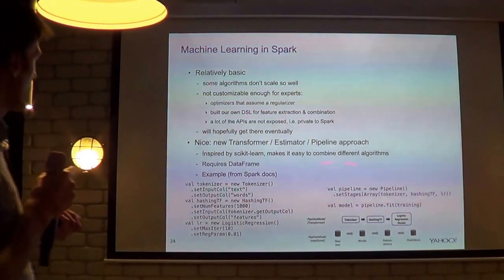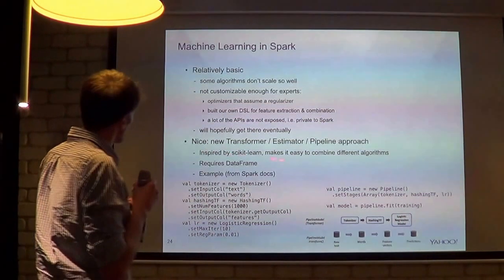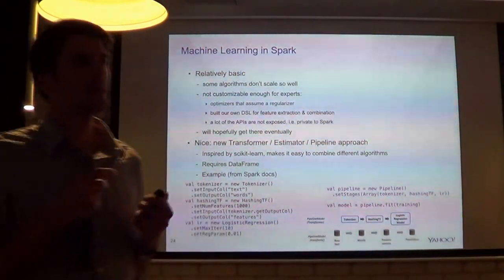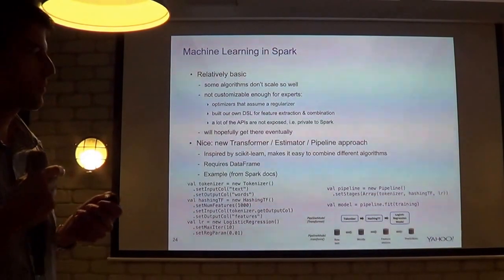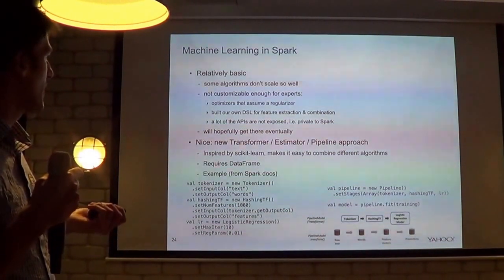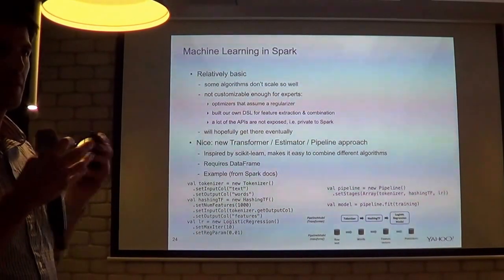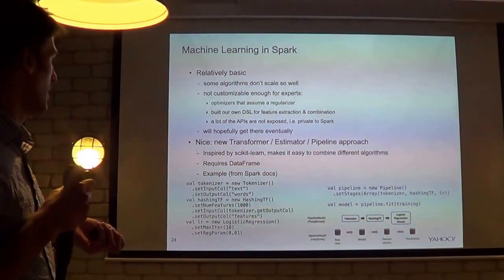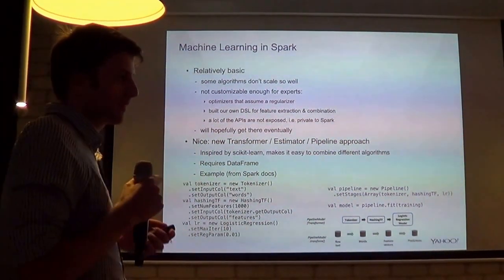But to close on a positive note, what I'm quite excited about is this transformer-estimator pipeline approach in Spark that's pretty much adopted from scikit-learn. It allows you to quickly build pipelines that combine different algorithms with one another. Something very recent and quite nice.